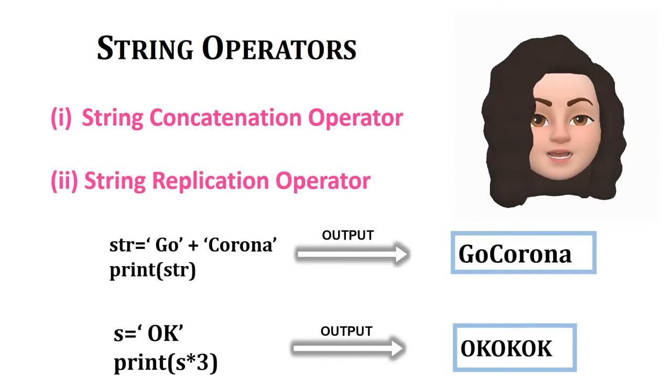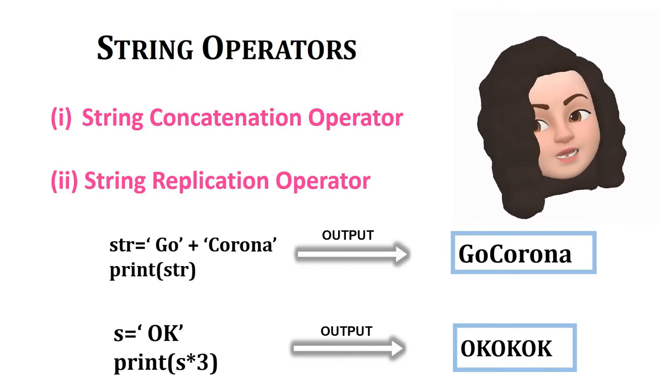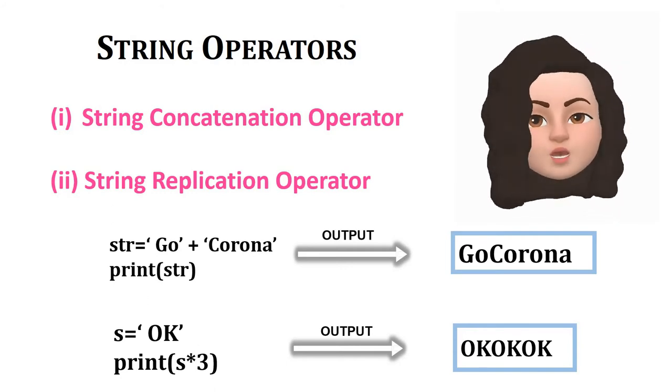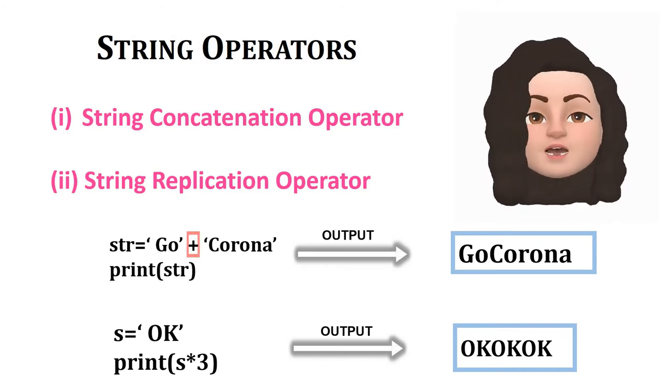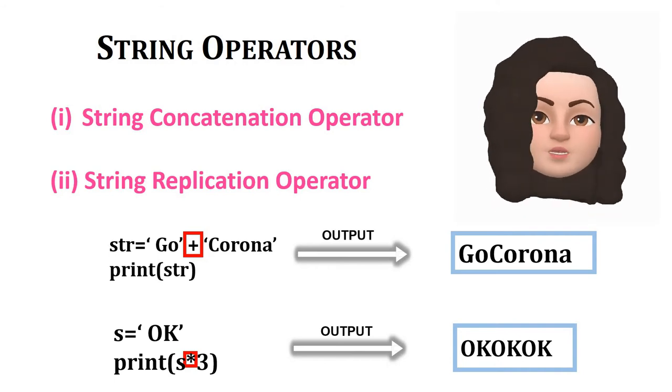Okay. So the number can be given on the left side or on the right side. Like 3 asterisk s is also correct. s asterisk 3 is also correct. So if you want to repeat the string 5 times, you have to give s asterisk 5. So the concatenation operator is plus, which is used to join two strings. The replication operator is asterisk, which is used to repeat a string a specified number of times.